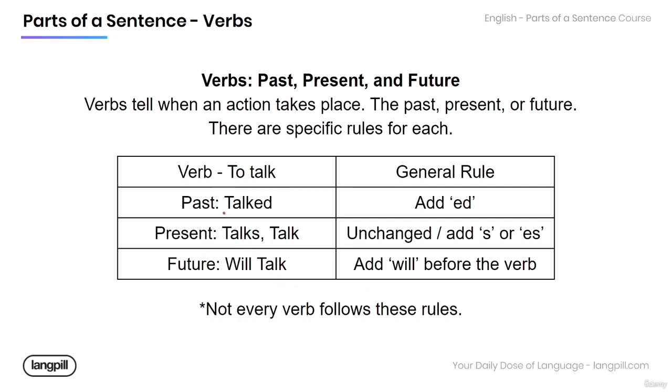And these are just the simple past, present, and future verb tenses. There are other types of past, present, and future tenses, but those are a little more complicated. And right now we're just focusing on what a verb is and where it belongs in the sentence.